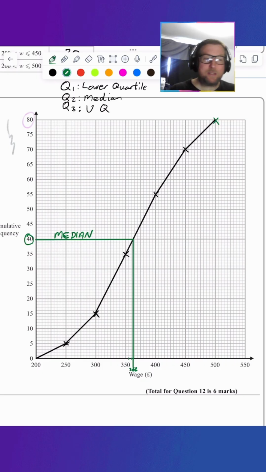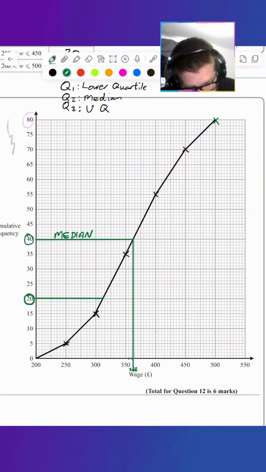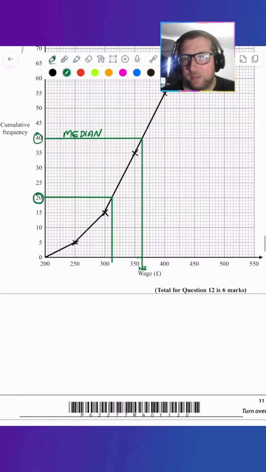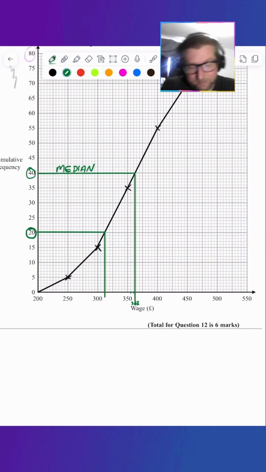And then to find the quartiles, just like the median, we went halfway up. To find the lower quartile, we go a quarter of the way up. A quarter of 80 is 20. So if we read this off there, again, I can see that I'm not being perfectly accurate here because I'm using quite a thick line. So you definitely want a thinner line. I'm sticking to the thick line for this demonstration because it's easier to see what's going on on the screen. But yeah, you would want a hard pencil preferably.